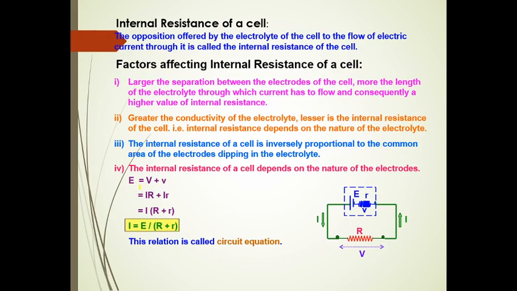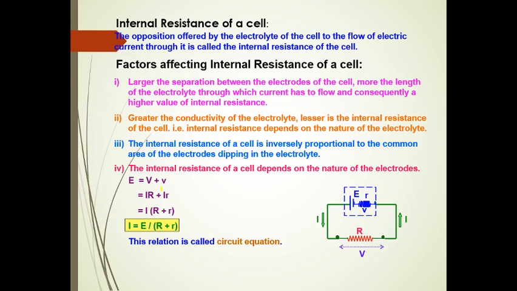It is denoted by r, E is the EMF, V is the potential difference, and let us see this circuit. This is the battery, and this is the internal resistance of the cell, which is denoted at the negative terminal of the battery. When in a closed circuit an external resistance R is applied and current starts flowing through the circuit, the potential is capital V across the external resistance, and small v is the potential drop across the internal resistance.